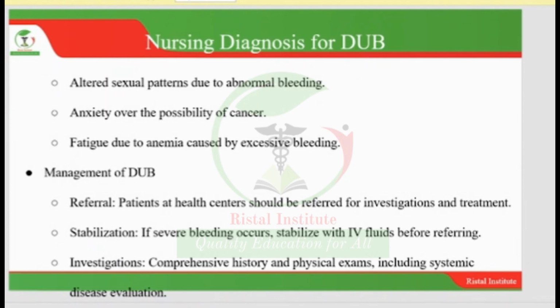So management of DUB: referral. Patients at the health centers should be referred for investigations and treatment in well-equipped facilities. Stabilization: if severe bleeding occurs, stabilize with IV fluids before referring the patient. Investigations: comprehensive history and physical exams, including systemic, can be done on the mother.